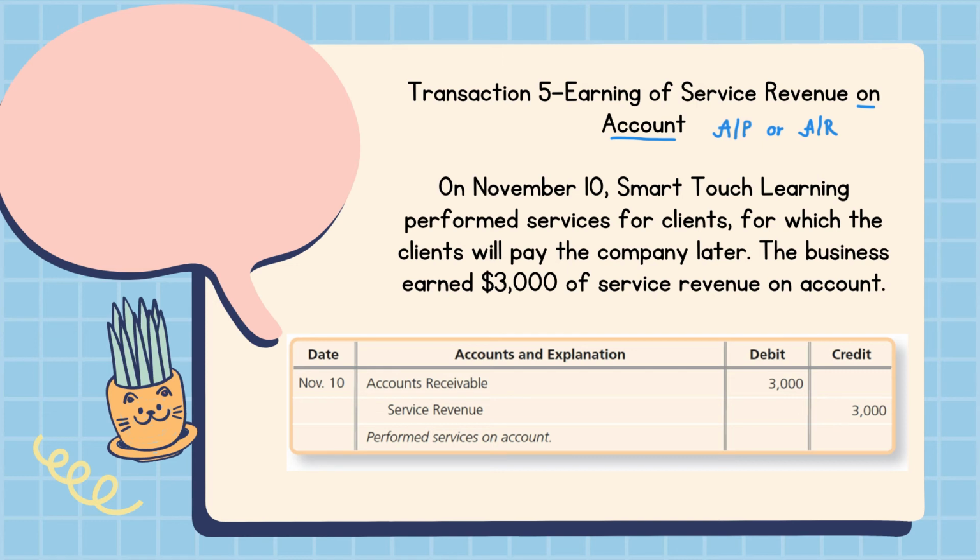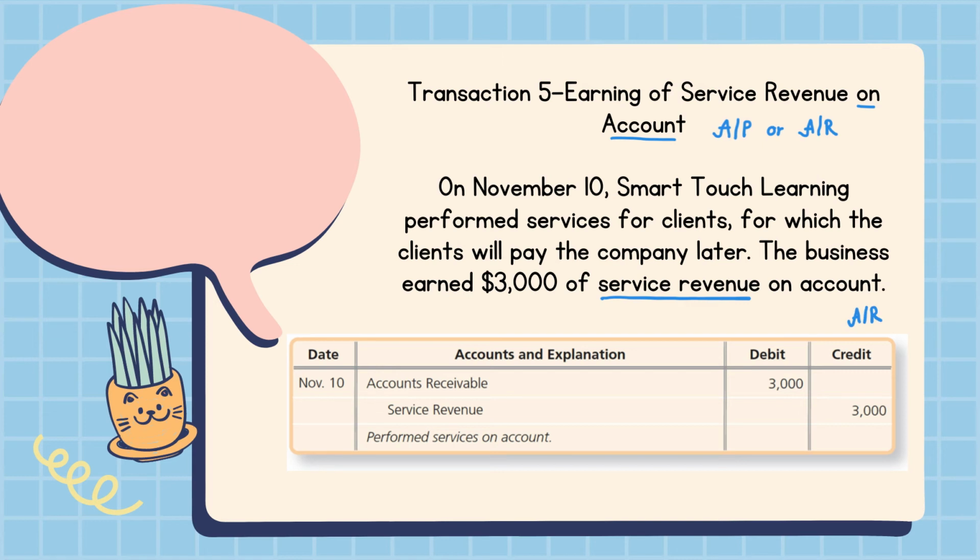Earned means I provided the service, then I need to record service revenue. Now, I provided the service. Did I receive the money? No, not yet. So, I'm gonna receive the money later, which is accounts receivable.